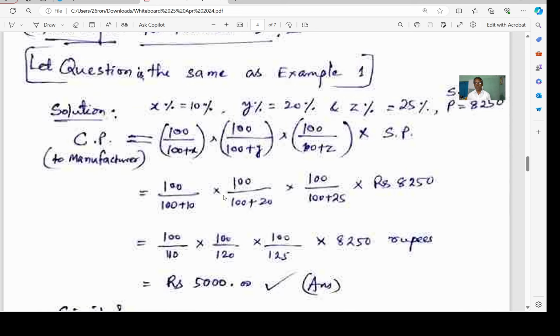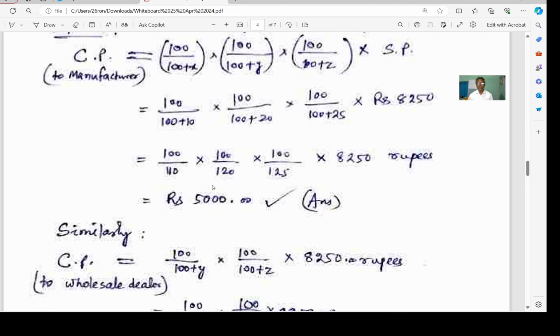So cost price to the manufacturer can be directly obtained by using the formula 100/(100+x) multiplied by 100/(100+y) multiplied by 100/(100+z) multiplied by SP. That is 100/110, that is 100 plus 10, 110, into 100/(100+20) into 100/(100+25) into rupees 8250. This is equal to 100/110 into 100/120 into 100/125 into 8,250 rupees. This is equal to 5,000.